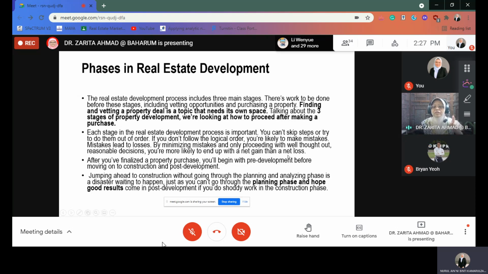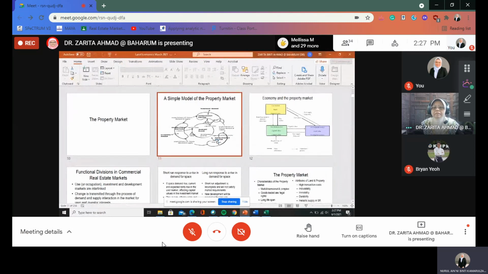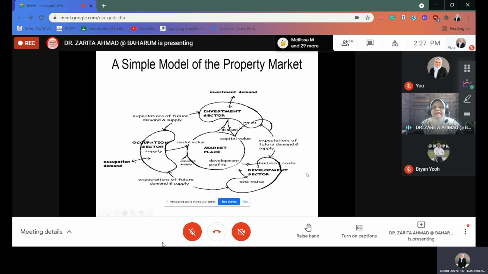Before we move on, I want to show you another slide. Have you come across this slide or not? A simple model of the property market. Maybe a similar diagram. This is from the literature. It looks like a kidney bean. Not sure whether you have covered it or not, but this is in the literature.